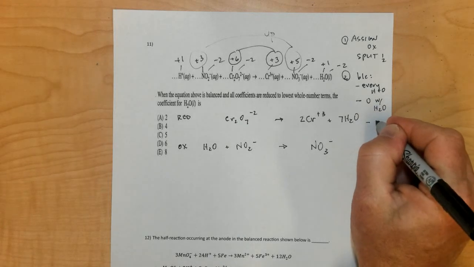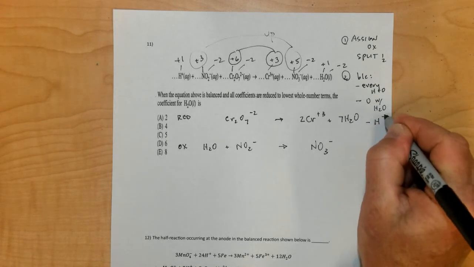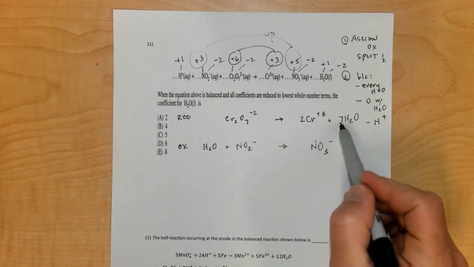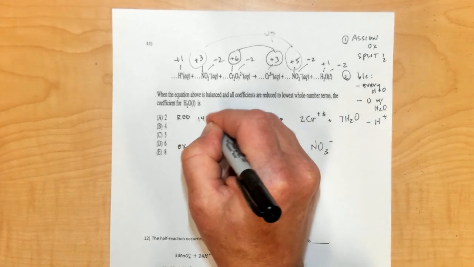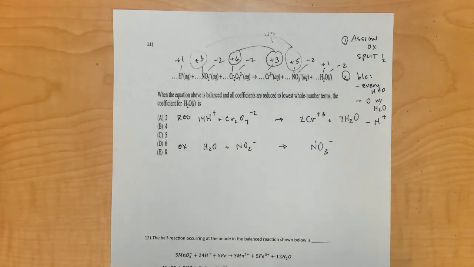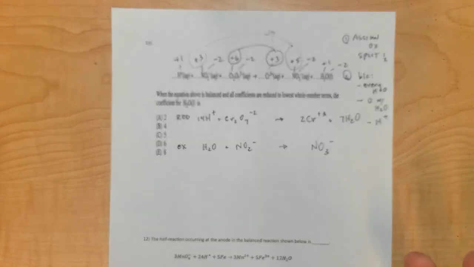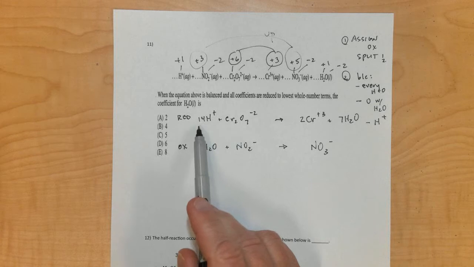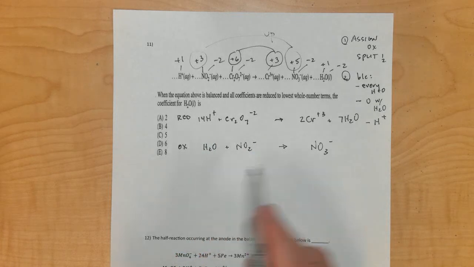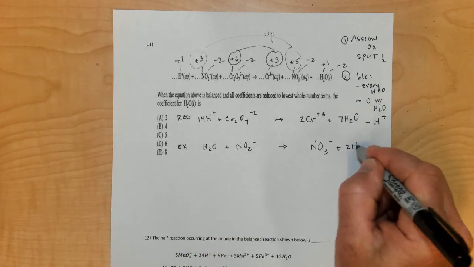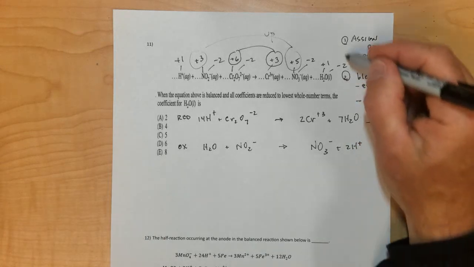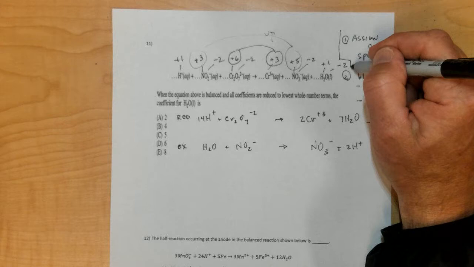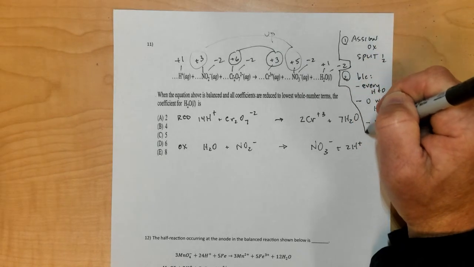And then my last step is to balance the hydrogens with H+. I have 14 hydrogens here right now, so I'm going to need 14 H+ on this side. And since it occurs in aqueous acidic solution, there's lots of H+ available. I have 2 hydrogens right here, so I'm going to need 2 H+ right here. So that takes care of that part of the balancing, except now I'm on to balancing the charge.